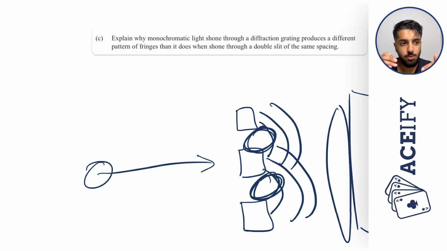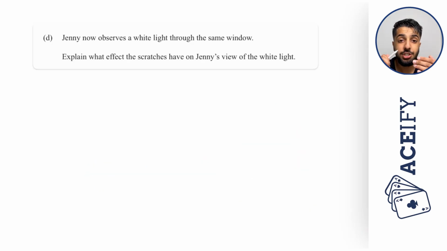However, when waves do constructively interfere, they are going to be a lot brighter, because there are a lot more sources of light constructively interfering with each other. So constructive interference is going to occur much less frequently, meaning there are more dark spots. However, when there are some bright spots, they're going to be a lot brighter because there are more sources of light. Jenny now observes a white light through the same window.